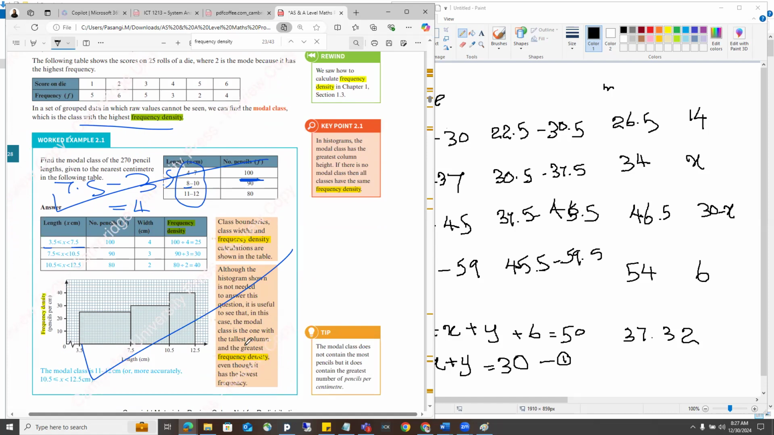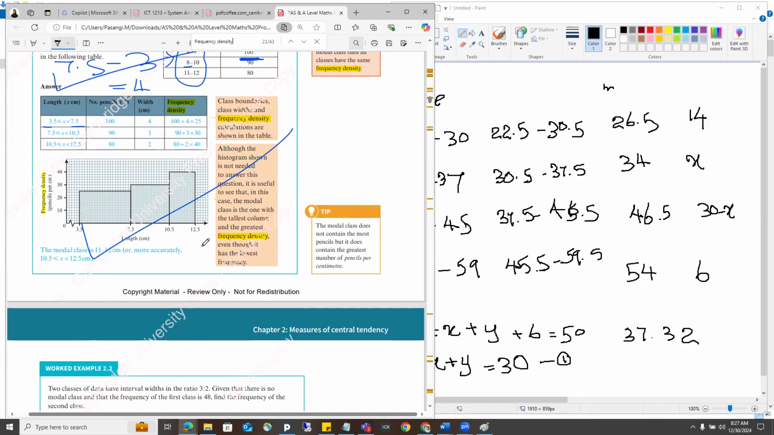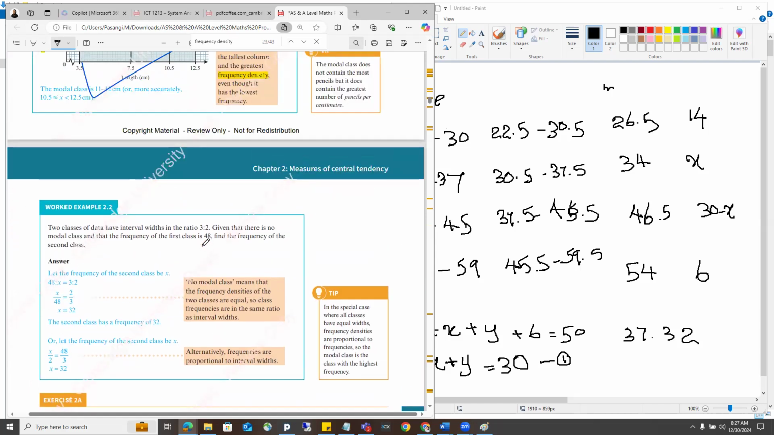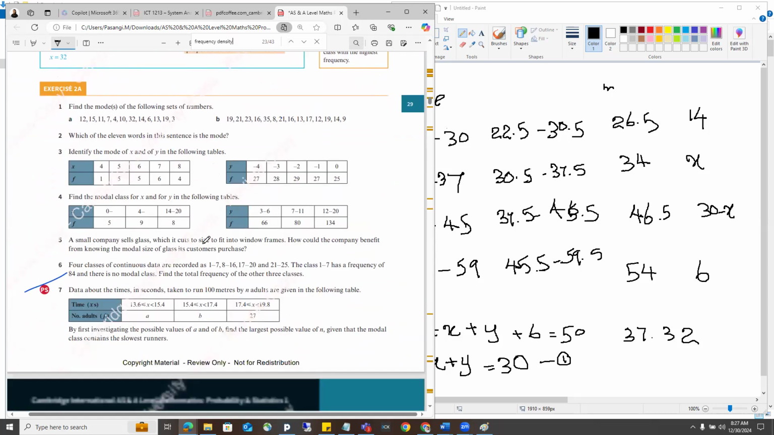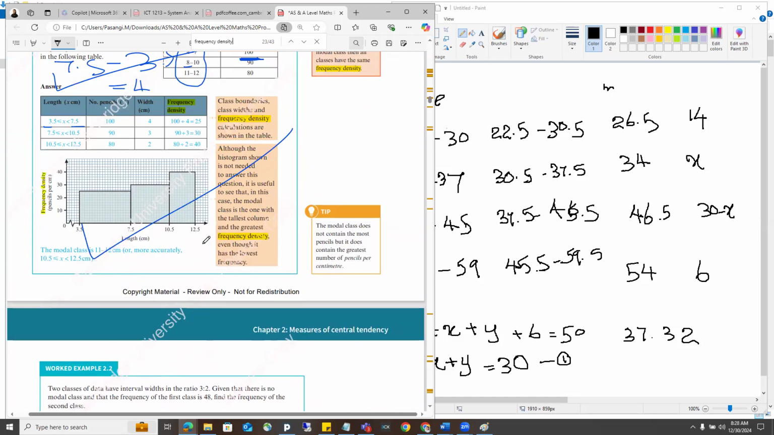In this case, the modal class is the one with the tallest column. When we draw, we need to consider that. Find the modal class. The modal class is usually the one which has the highest frequency. But does it really impact here? We are getting the mid value anyway. The midpoint we already considered, then 190 number of fences. If we draw this one, the number of frequencies will be there. Then the frequency density. They have given the frequency density. Then the height would be this.